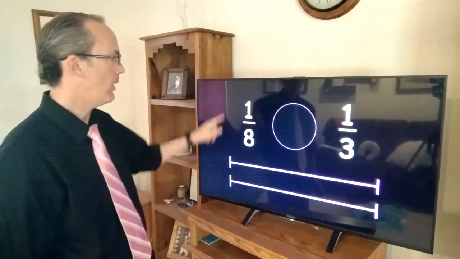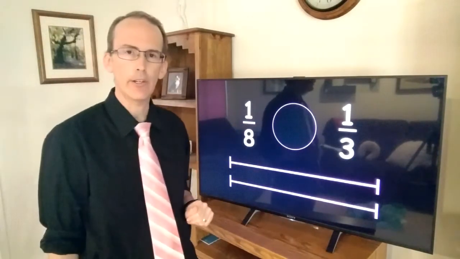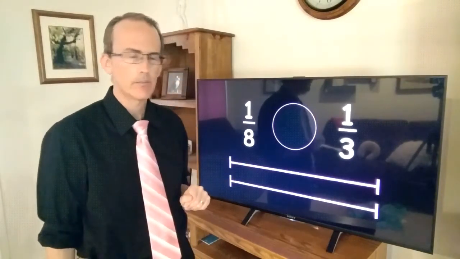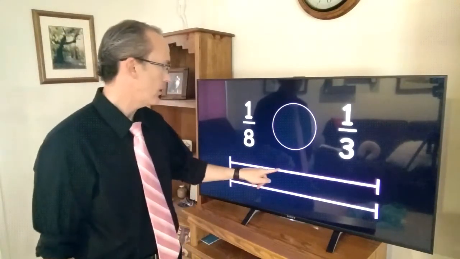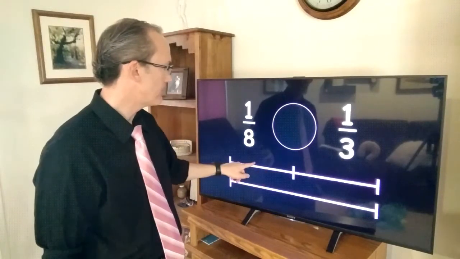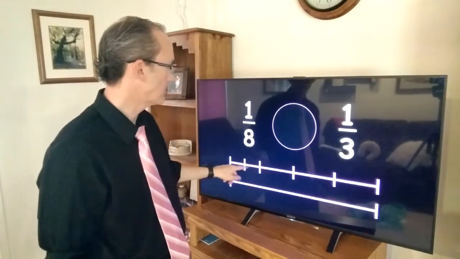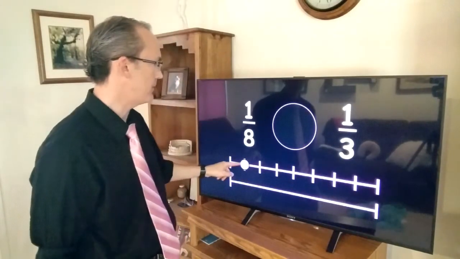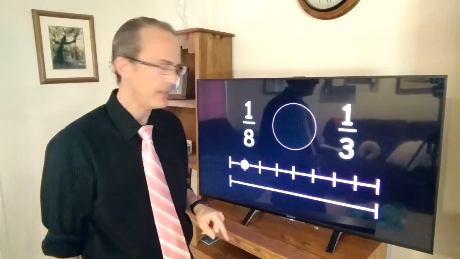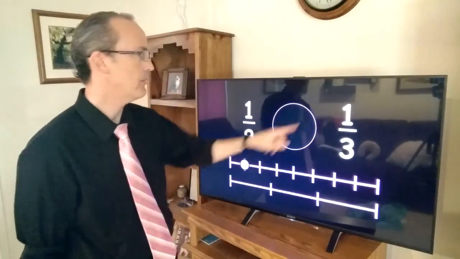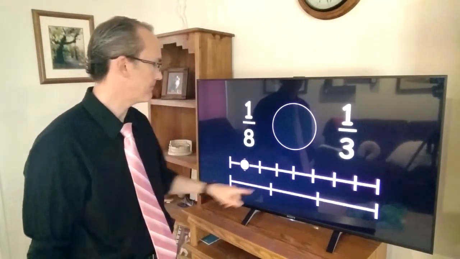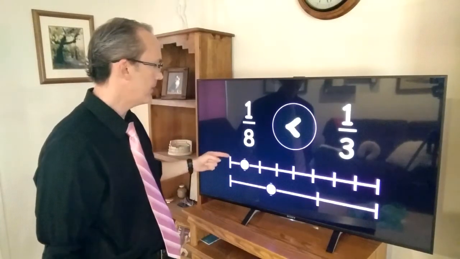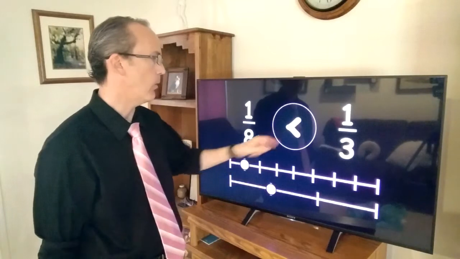Next we have 1/8 and 1/3. Again, the denominators are not the same. We need 8 equal pieces. And we're going to mark the 1st piece. Here we need 3 equal pieces. And we're going to mark the 1st piece. So, as you can tell, 1/8 is less than 1/3.